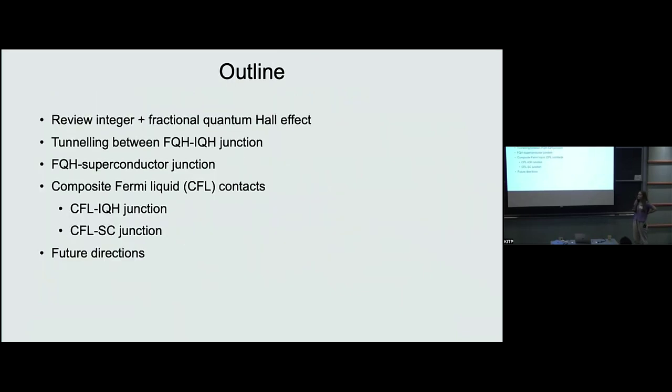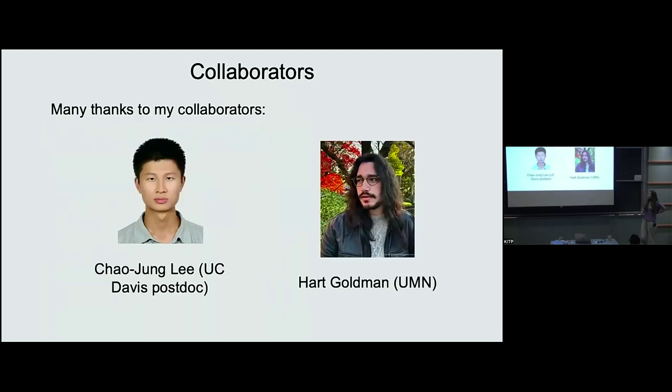Okay, so my outline is I'm going to start by reviewing these quantum Hall states before talking about pre-existing results, looking at tunneling between fractional quantum Hall and integer quantum Hall, and fractional quantum Hall and superconductor interfaces, before moving on to this composite Fermi liquid case. And this is work done in collaboration with my postdoc Chaojung Lee at UC Davis, as well as Hart Goldman at Minnesota, who should be here somewhere.